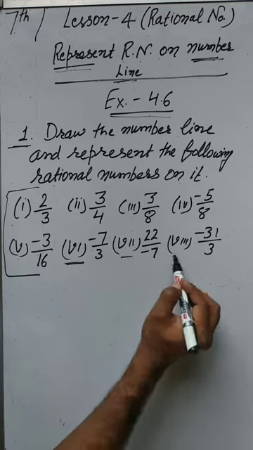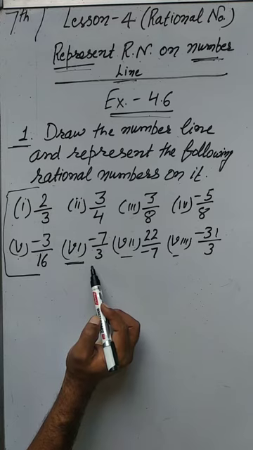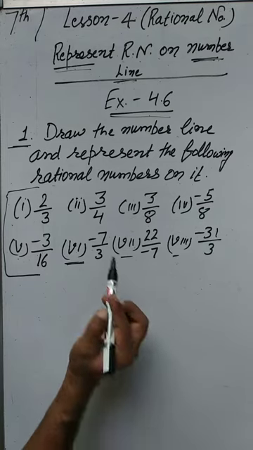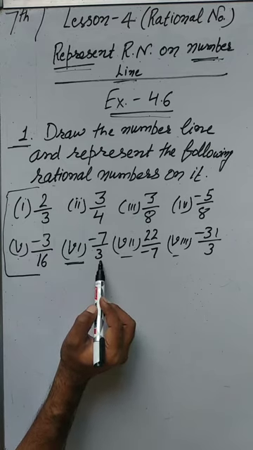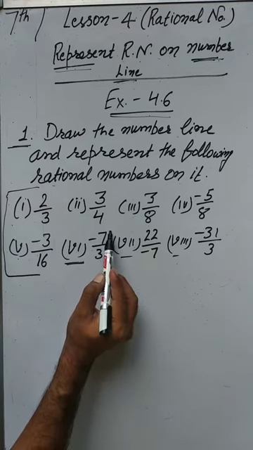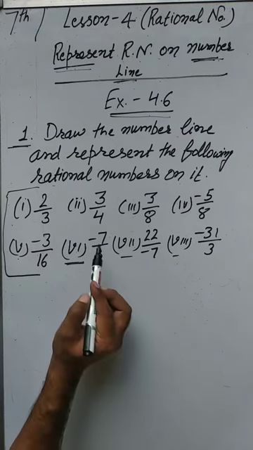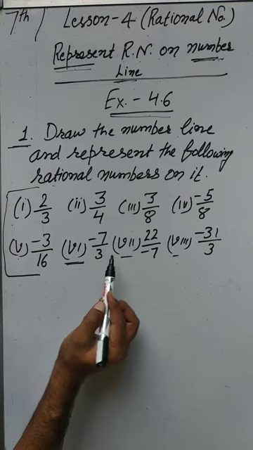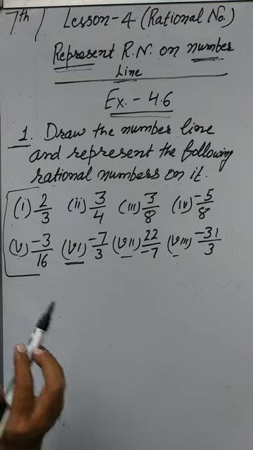Now look at the 6th, 7th and 8th: minus 7 upon 3, 22 upon minus 7 and minus 31 upon 3. Look here, forget about the sign: the numerator is 7 and the denominator is 3, which means the numerator is greater than the denominator. And the sign is minus. So, understood, beta, clearly it will be in the next portion, beyond minus 1 on the number line.